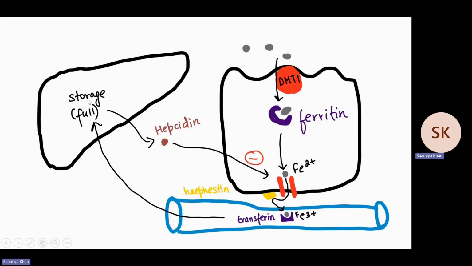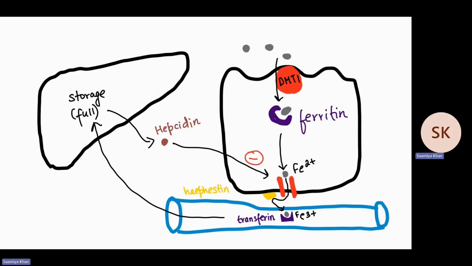So let's say the storage of iron is full. Hepcidin is going to be produced, and this hepcidin will act on ferroportin and will inhibit this transporter. So now no matter how much iron is absorbed, it does not get transported into the blood because this area is blocked. Ferroportin is blocked because of hepcidin. And this concept, we're going to discuss further in the upcoming anemia.